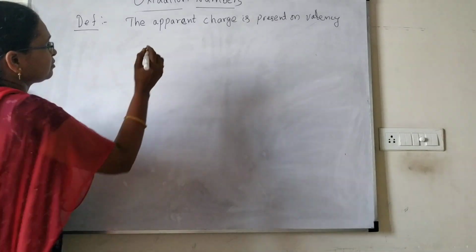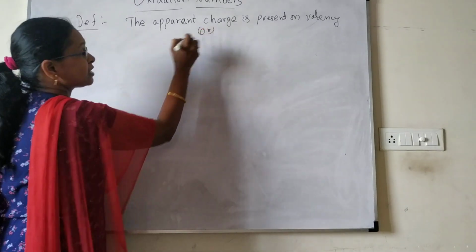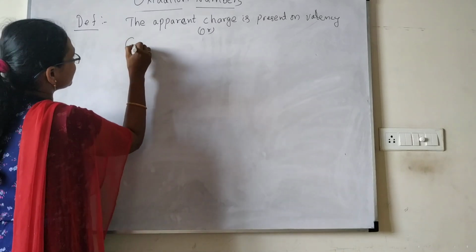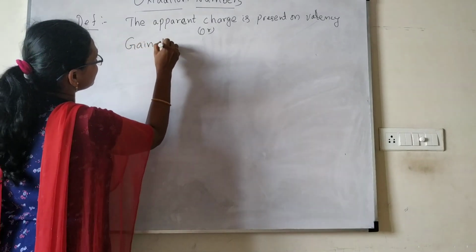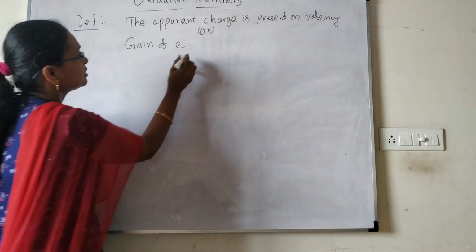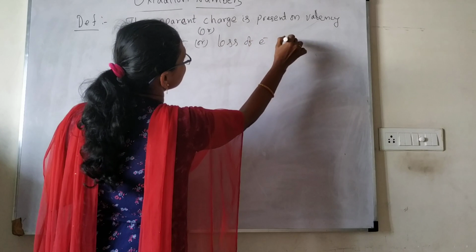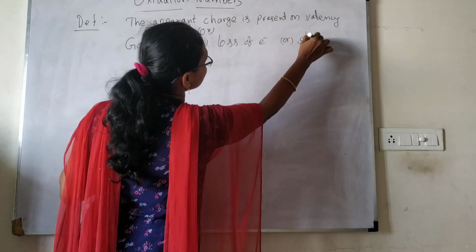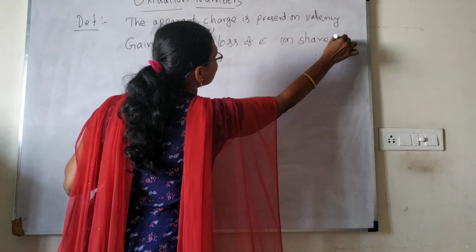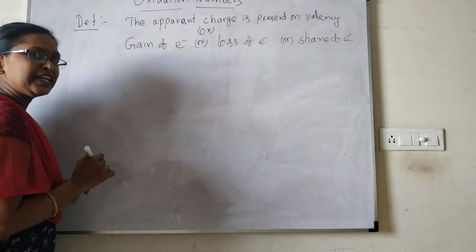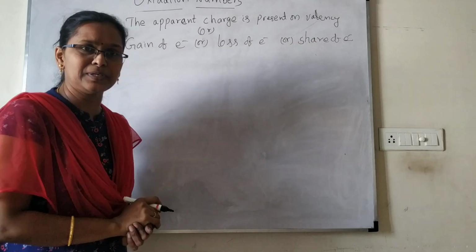Another way: we are saying metals lose electrons, non-metals gain electrons. Gain of electrons means reduction, and loss of electrons and even sharing of electrons we can also express as an oxidation number. So here we need to learn about the oxidation numbers.